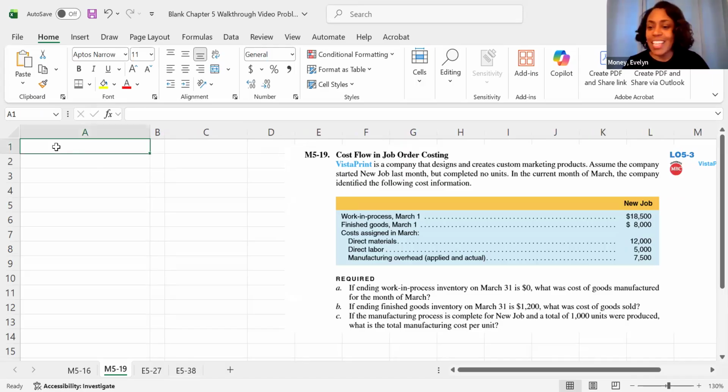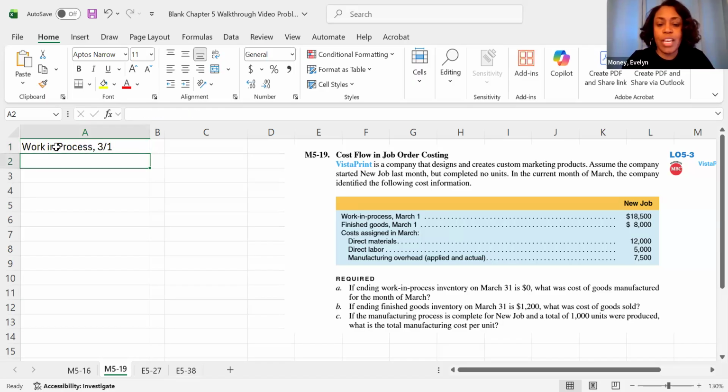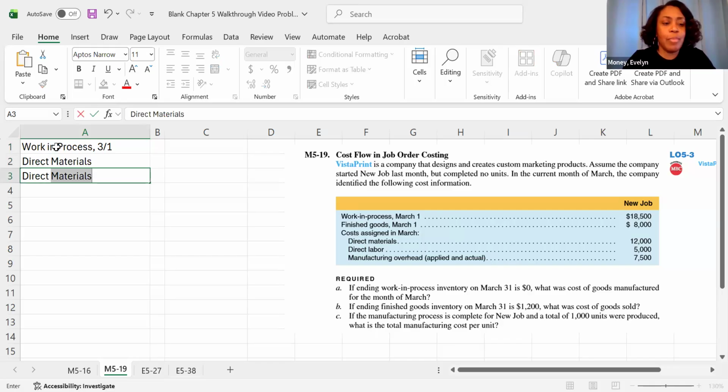All right, so to find cost of goods manufactured, we need to apply the inventory formula to work in process. We're going to take beginning inventory and add in all of our production costs, materials, labor, and overhead. Then we're going to subtract ending work in process, and that is going to be our cost of goods manufactured. So here we go with work in process 3-1. And then we're going to take direct materials, direct labor, and manufacturing overhead.